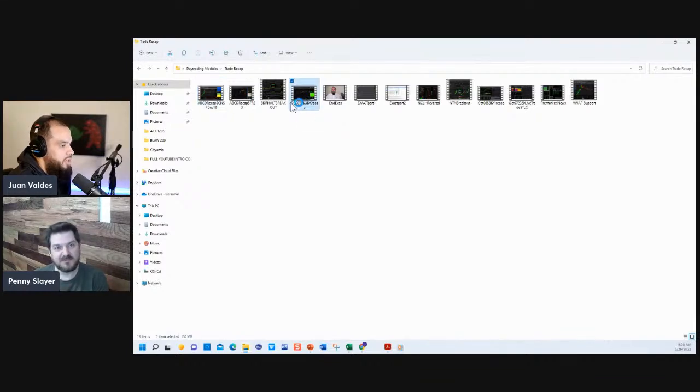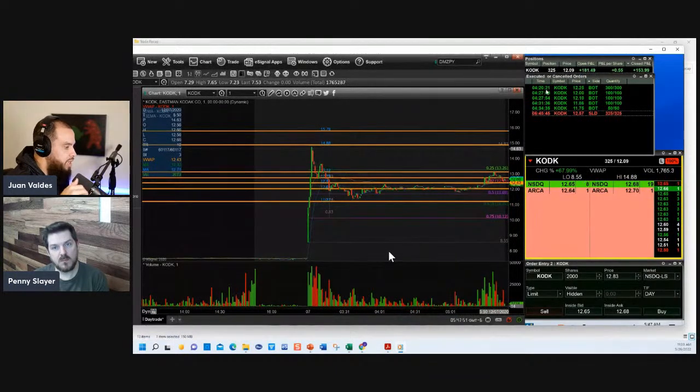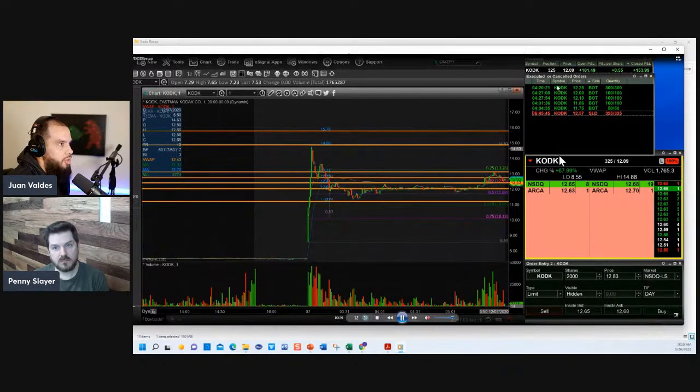So this is another trade. And this is the type of trade I recorded to show familiarity. A trade where you're familiar with a stock, it's a mover anytime it gets any type of hype. I think this is Kodak, right? Wow, you traded Kodak, huh?